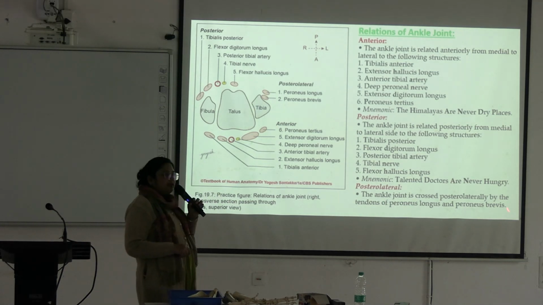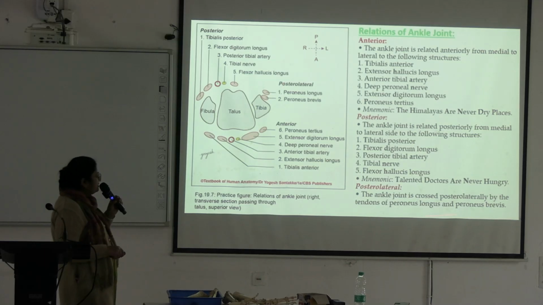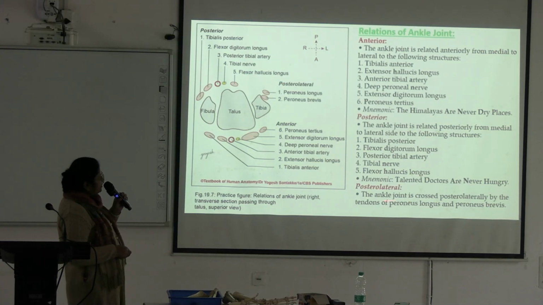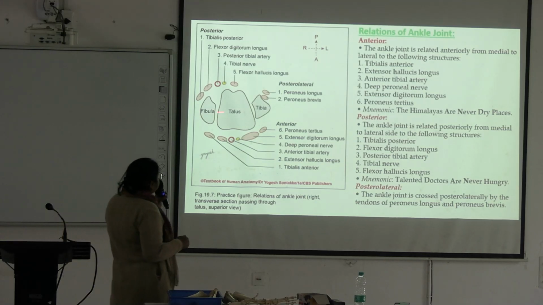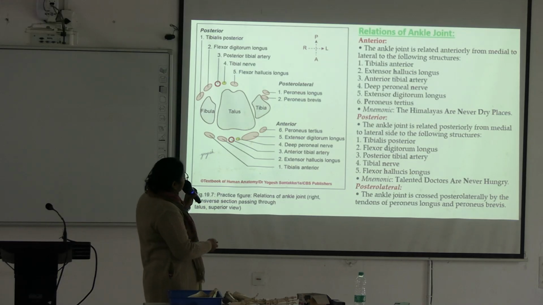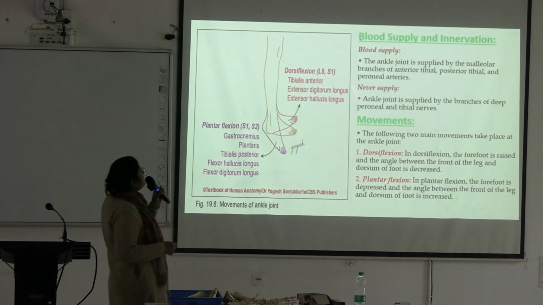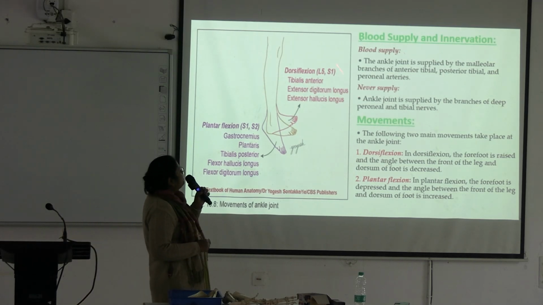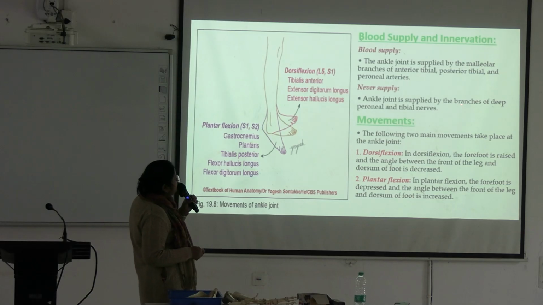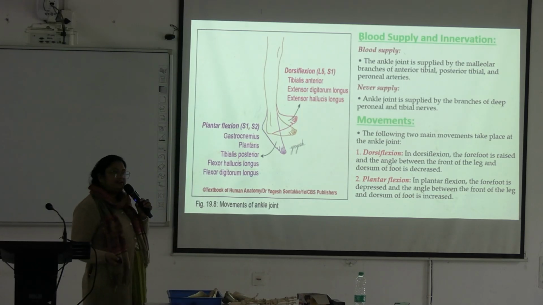Next is the posterolateral relation. Two peroneus muscles are there. The ankle joint is crossed posterolaterally by the tendons of peroneus longus superficially and peroneus brevis at a deeper plane. So this will be fibula, this is tibia; this is written oppositely. Next, we are going to blood supply and innervation. The ankle joint is supplied by the malleolar branches of the anterior tibial, posterior tibial, and peroneal arteries. The nerve supply is by branches of the deep peroneal nerve and the tibial nerve.